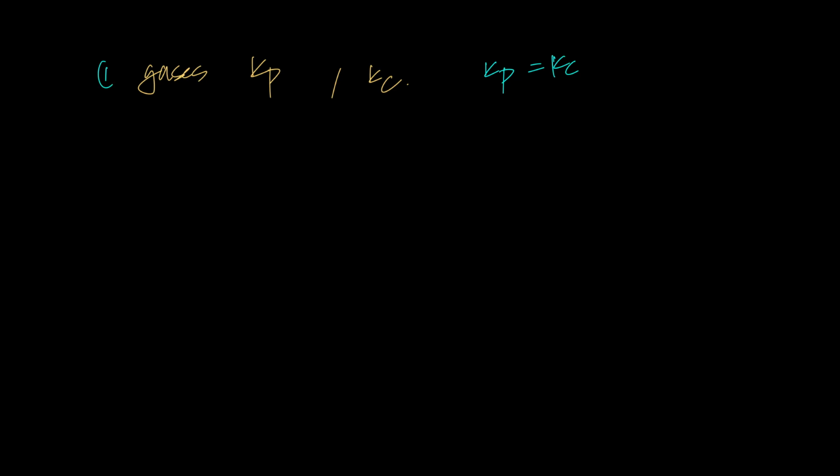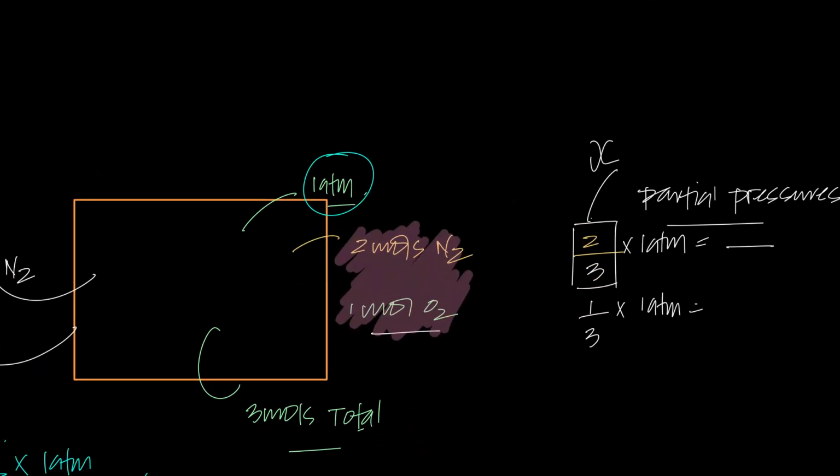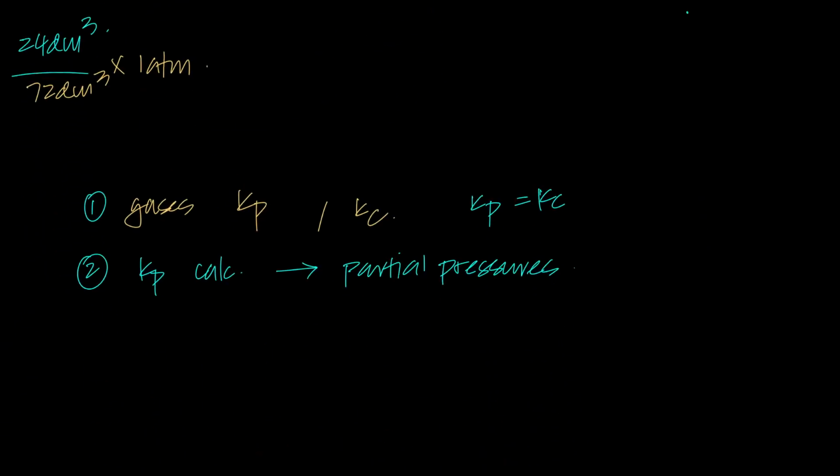The second takeaway is that Kp is calculated using the idea of partial pressures. And we already know how to calculate partial pressures. I just recapped it in a very quick manner: it's the moles of that substance divided by the total moles, into the total pressure. That's how you calculate the partial pressure of nitrogen, oxygen, and we know it in much detail.